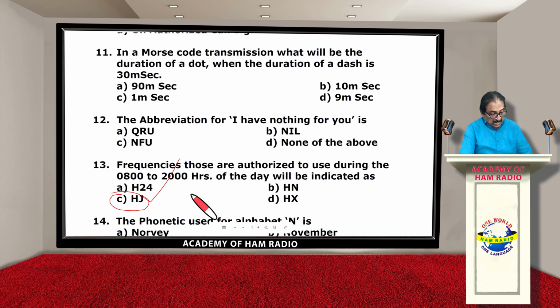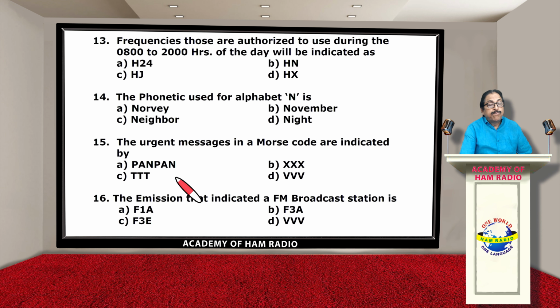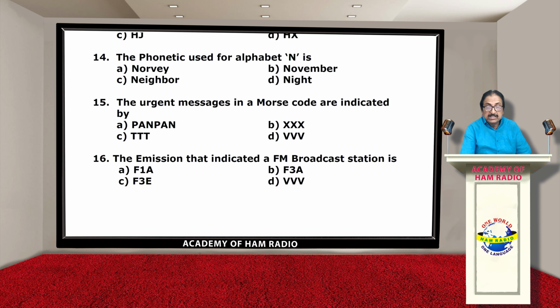The phonetic for alphabet N is very simple. It is November. All the alphabets you should be able to learn by heart: Alpha, Bravo, Charlie, Delta, Echo, Foxtrot, Golf, Hotel, India, Juliet, Kilo, Lima, Mike, November, Oscar, Papa, Quebec, Romeo, Sierra, Tango, Uniform, Victor, Whiskey, X-ray, Yankee, Zulu. So in this case, N means November.